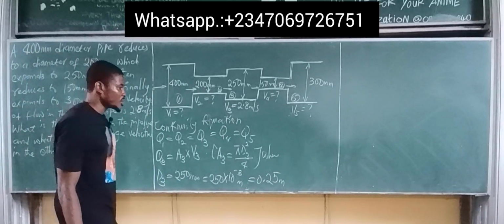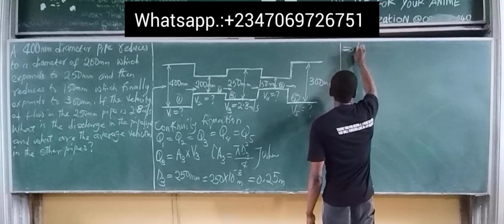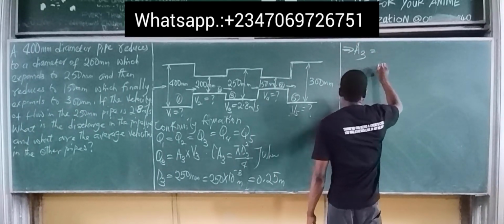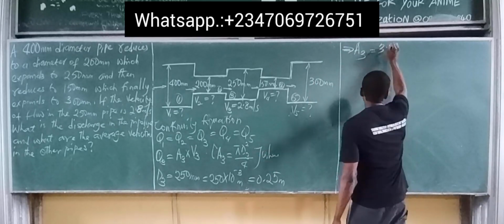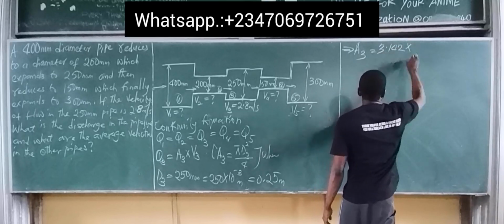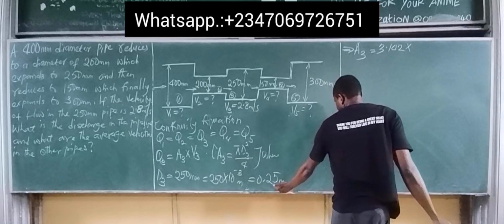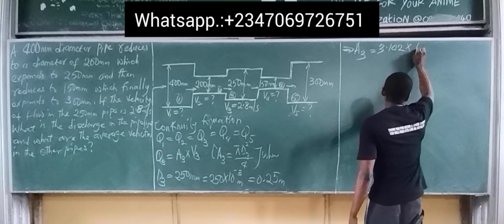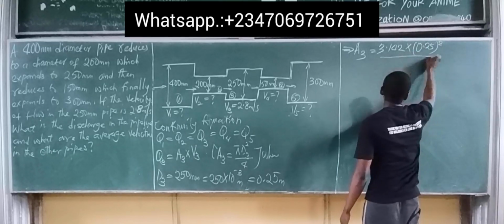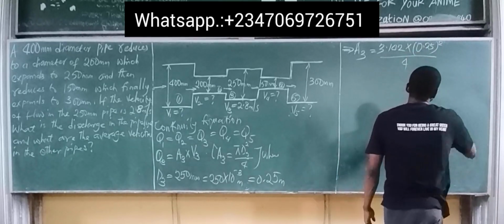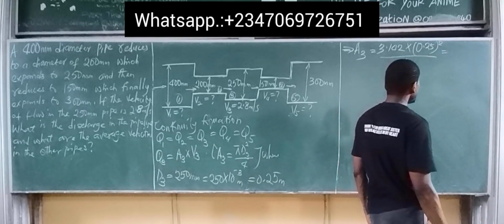So if you know this, we can now compute the area of portion 3. This implies that area of pipe 3 is now equal to pi, and pi is 3.142, multiplied by diameter of that portion squared, and diameter of pipe 3 was given as 0.25. So we have 0.25 all squared divided by 4. So let's quickly obtain 3.142 multiplied by 0.25 squared.